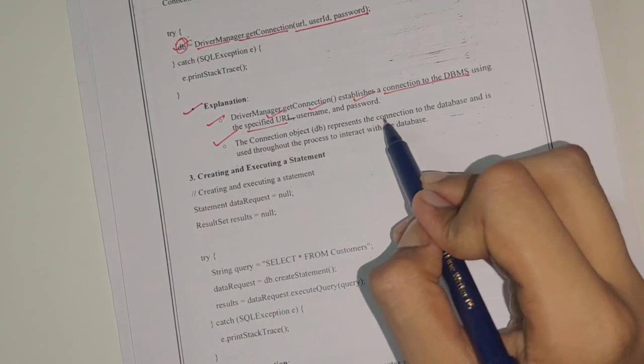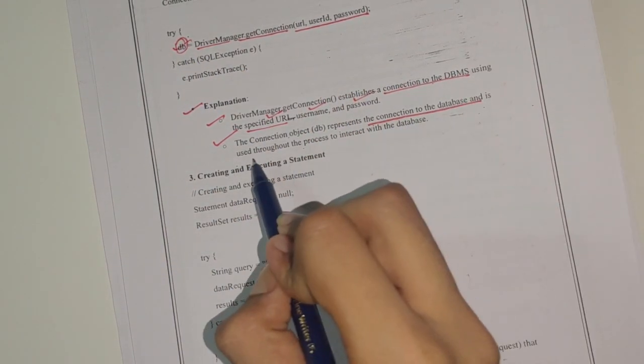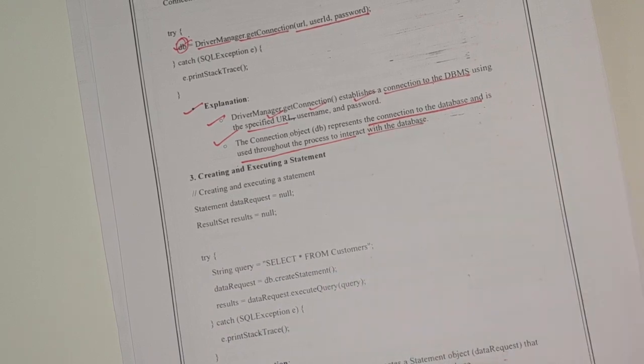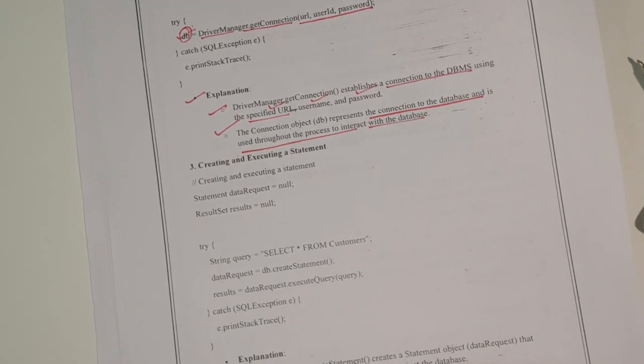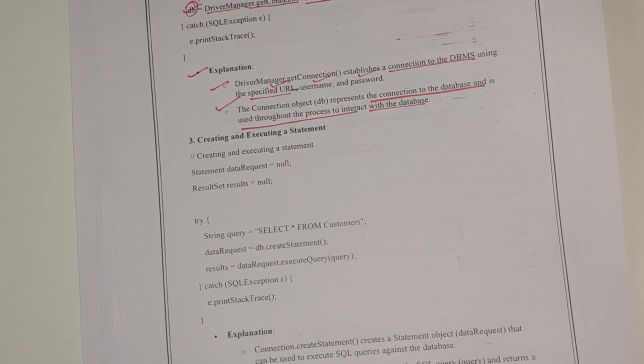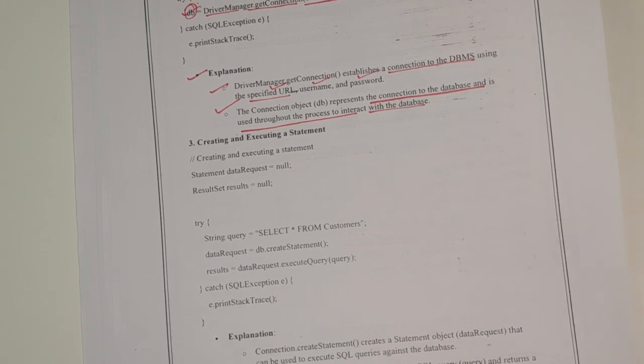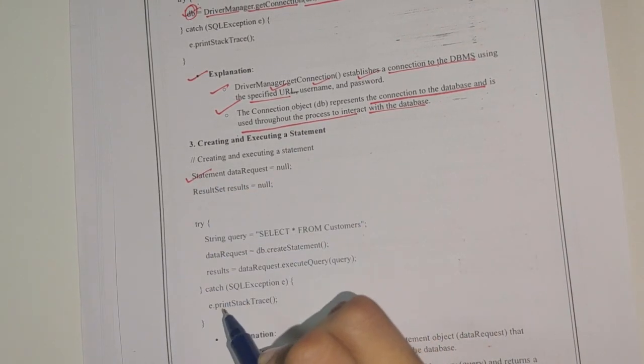You can see that this DB represents the connection to the database and is used throughout the process to interact with the database. Next, once you are connected to the database, you have to create and execute a query or a statement. So let's see what's happening. First is statement data request is null.